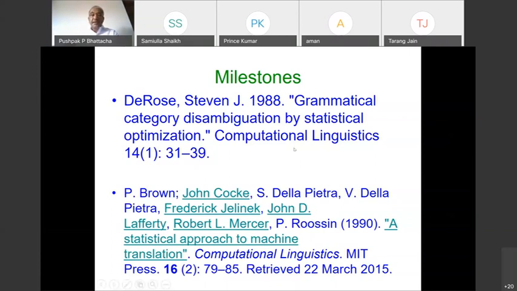So 1988, 1990, the whole of the 90s is the rule of statistical approach, the rule of probability on various NLP tasks. I'm talking from the point of NLP. This is the experience in vision, speech, robotics, everywhere. Probabilistic robotics also came late 90s.